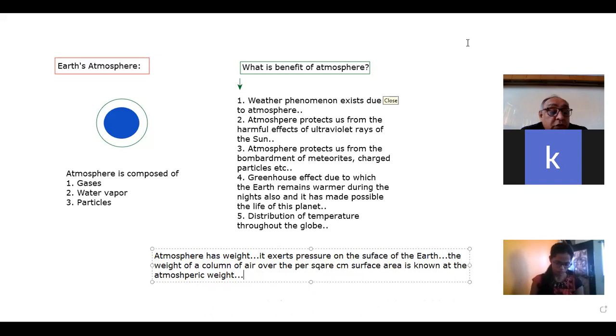Which third point is there, Vicky? Which third point is there? Atmosphere protects us from the bombardment of meteorites, charged particles. This point.